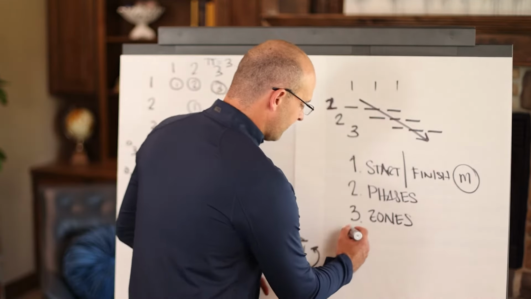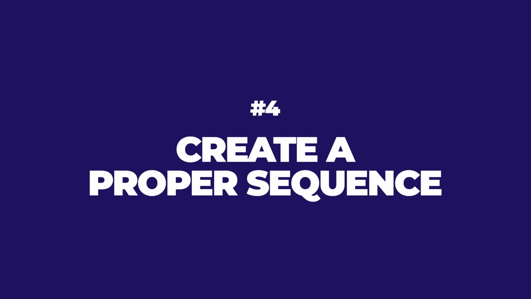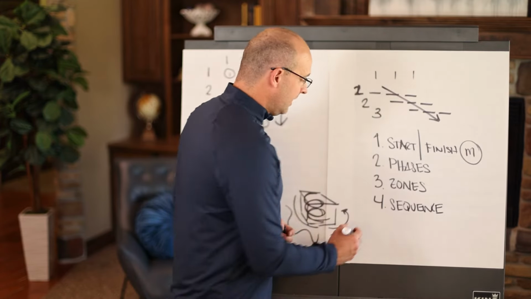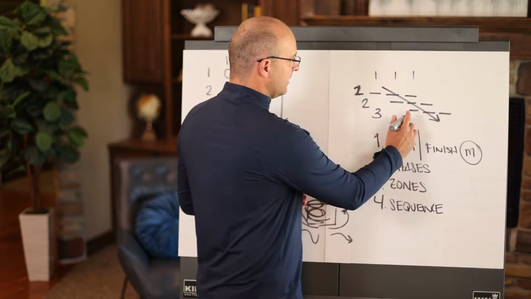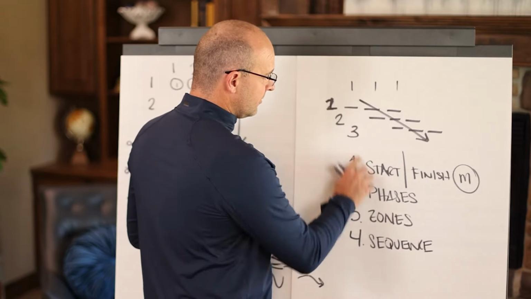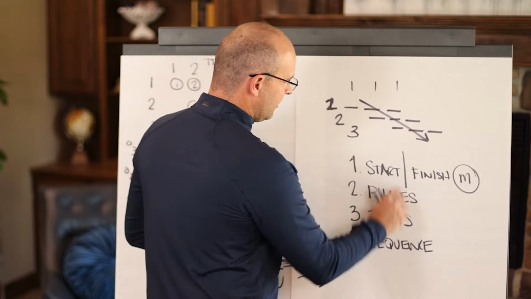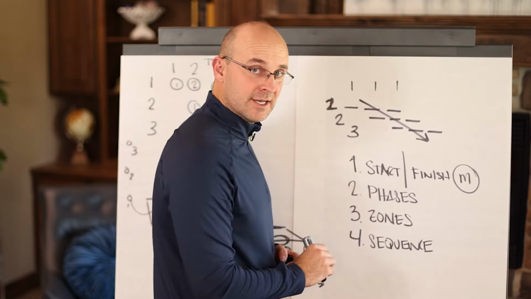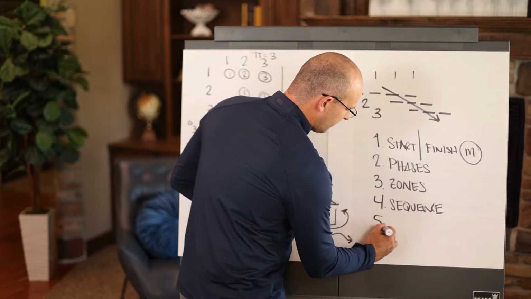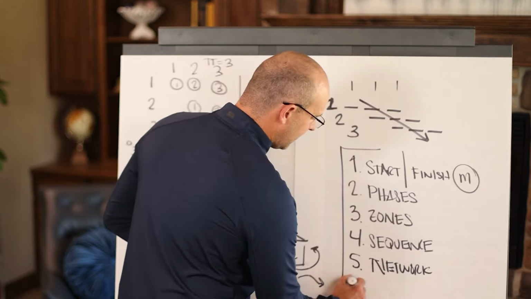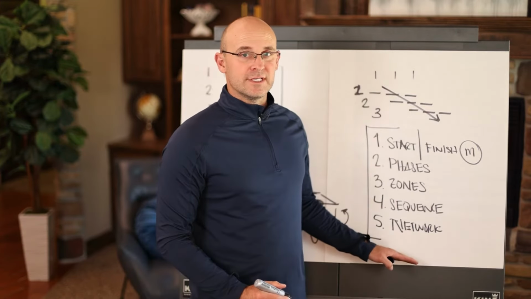Once you do that, then you can create a proper sequence, meaning you can build your train that goes through that sequence. Once you have that, you know your phase, you have your zones, you have your takt time, and you have your sequence that fills in that takt time and that phase. Then number 5 is you can network those phases together. And this is takt planning in its basic form. We show you how to do this in our trainings.